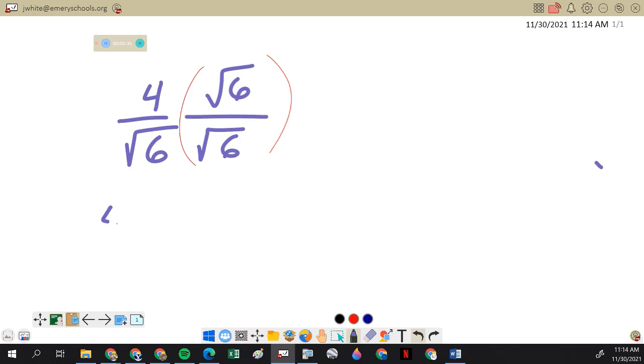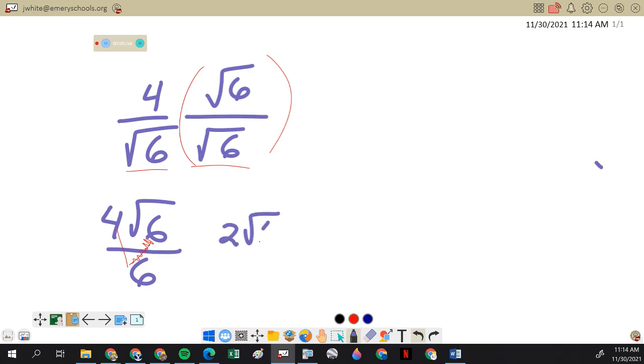The top gives me 4 root 6. And what is any square root times itself? Just the stuff on the inside. So it'd be divided by 6. Now, those all share a 2. Can I pull a 2 out of everything? No, I cannot pull a 2 out of the square root. But I can simplify this to be 2 root 6 over 3.